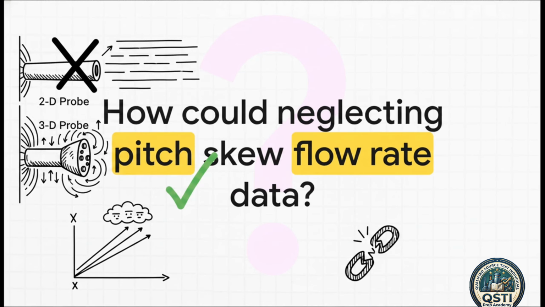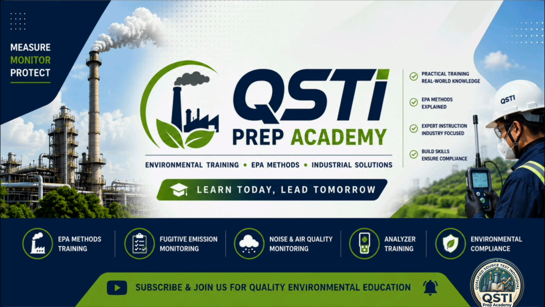I'm going to leave you with a bit of a provocative thought to ponder while you study. If Method 2G strictly ignores the pitch angle, at what point of stack turbulence do you have to abandon this method entirely and upgrade to a full 3D probe analysis? Because think about it. If the gas is aggressively pitching toward or away from the wall, your 2D data is missing a massive piece of the puzzle. Think deeply about where the true limits of Method 2G lie.